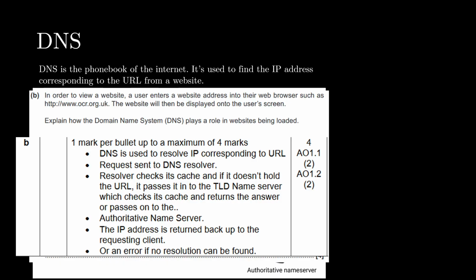Request sent to DNS resolver. It checks its cache. If it doesn't have it, it sends it to the TLD name server, and then the authoritative name server, and then the IP address is returned back to the requesting client, or an error if no resolution can be found.